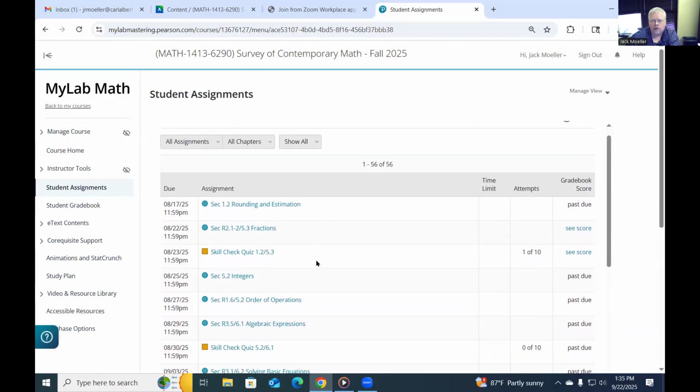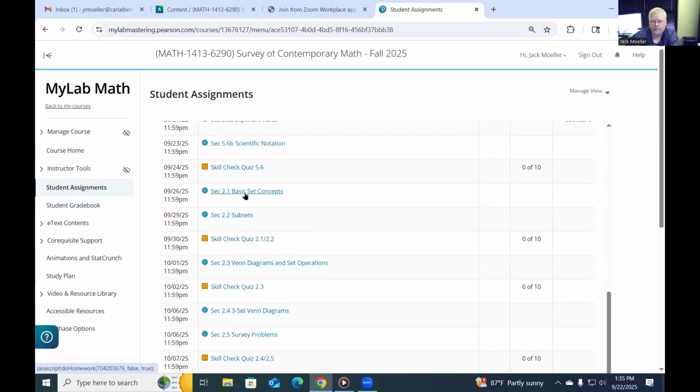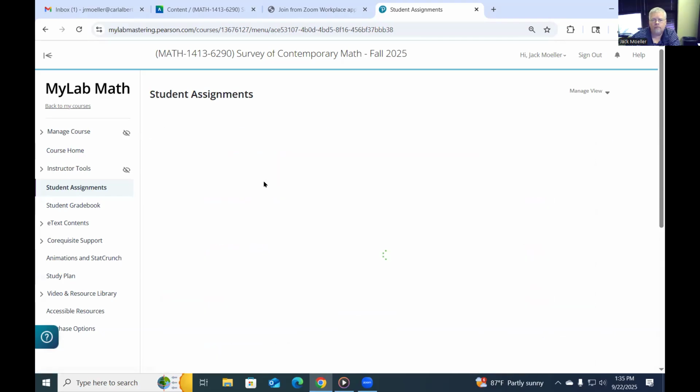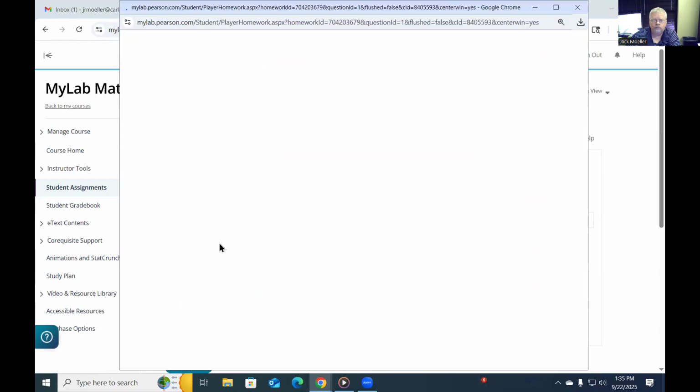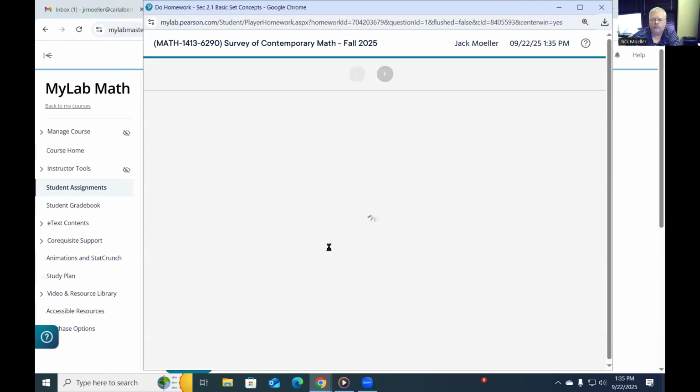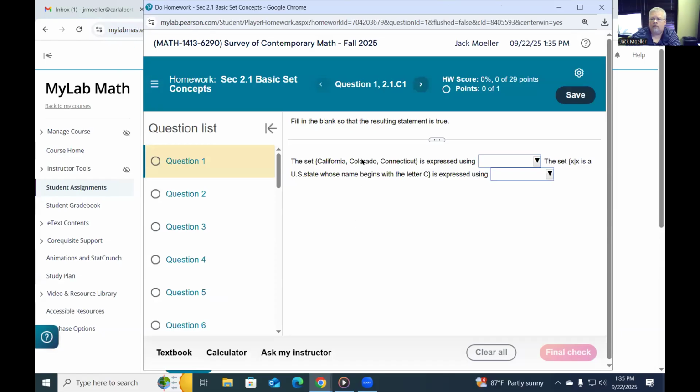All right, so let's look at a couple of homework problems from 2.1. Fill in the blank so the resulting statement is true. The set California, Colorado, Connecticut is expressed using the roster method, set builder, or word description. Well, word description is a sentence, so it's not that because we have the curly brackets. I haven't talked about set builder notation. We'll come back to that. But this is, the set is in curly brackets separated by commas. That's roster method.